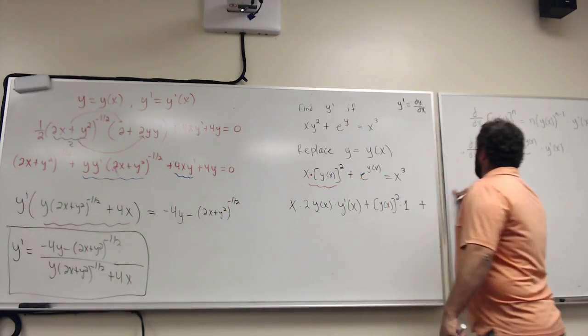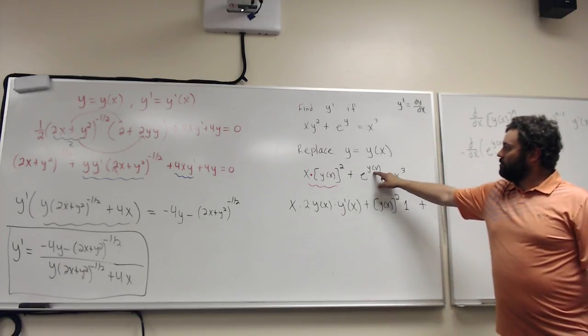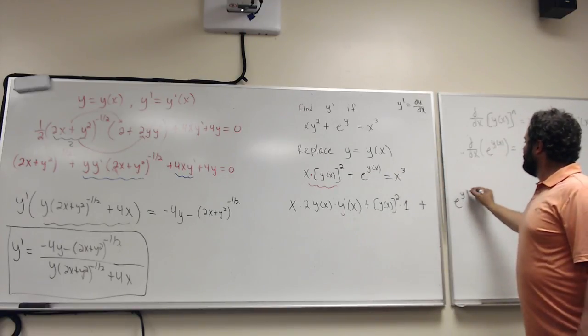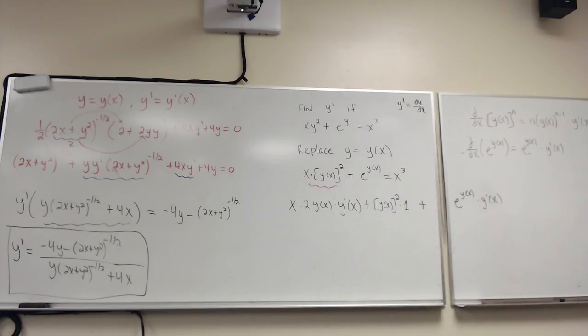Plus, now the e, I just wrote this on the side, but e to a function, the derivative is the same thing, times the derivative of the exponent. And then what's the derivative of the x cubed on the right? 3x squared. Yeah, x is the independent variable, so we just take the derivative like before, you get 3x squared. Okay.